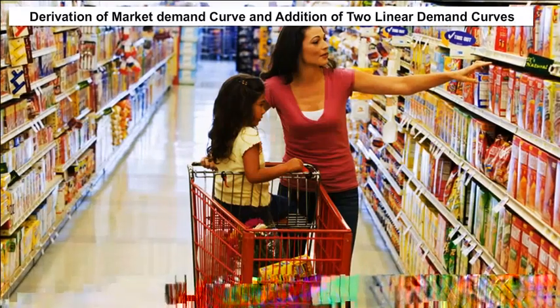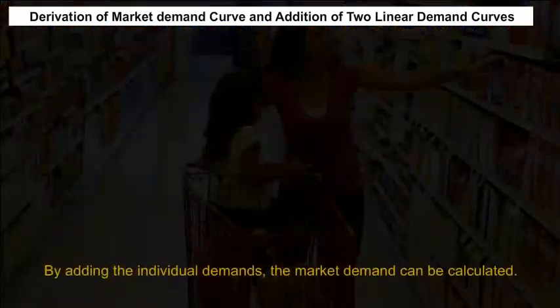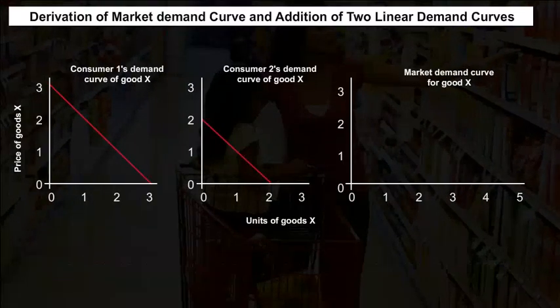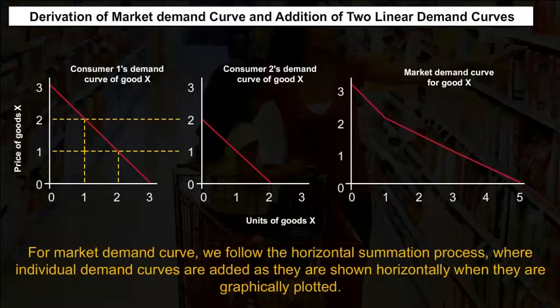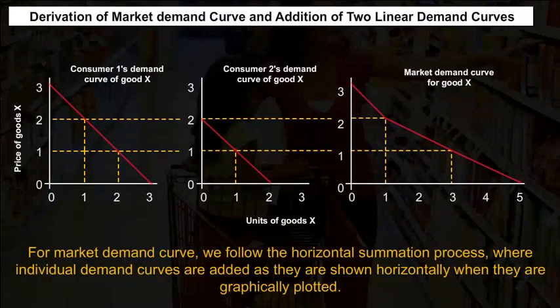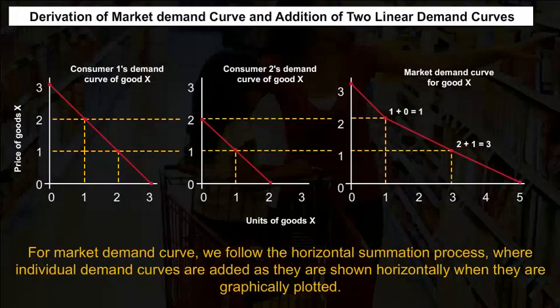Market demand. Derivation of market demand curve and addition of two linear demand curves. By adding the individual demands, the market demand can be calculated. For the market demand curve, we follow the horizontal summation process, where individual demand curves are added as they are shown horizontally when they are graphically plotted.